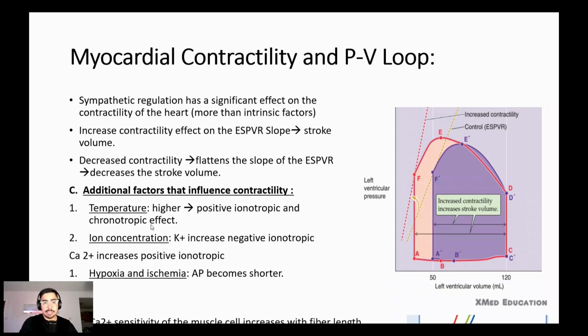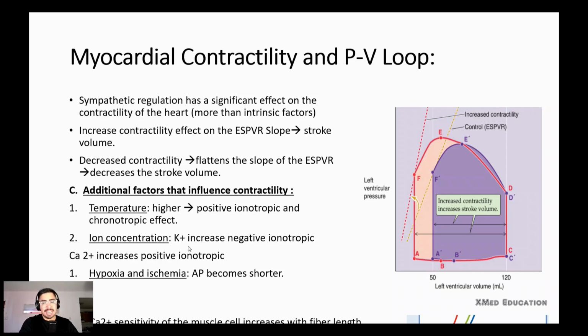And ion concentration: if we increase the potassium, we have a negative inotropic effect. That is really important. For example, in a heart failure patient we have to be very careful about the patient's electrolytes, one of them being potassium. If the potassium goes above certain numbers, it can cause cardiac arrest because the muscles cannot contract. The second is calcium. If the calcium goes up, we have a positive inotropic effect, and we can see both of these conditions on the ECG that you will study in your third year.